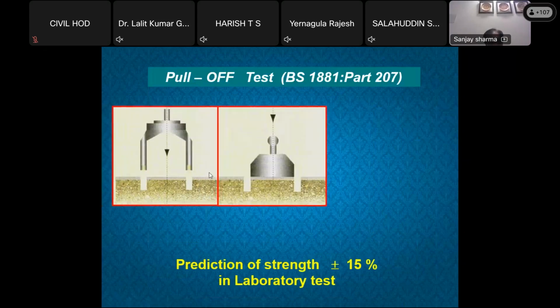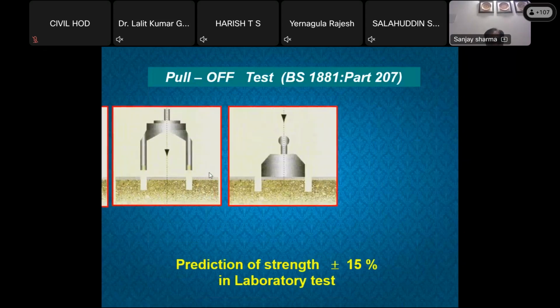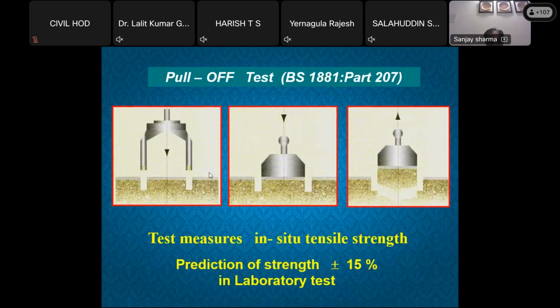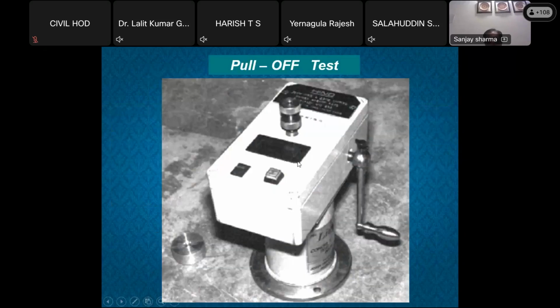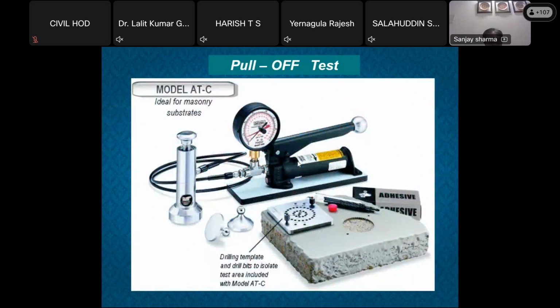This is again a pull-off test. Basically, in the laboratory we carry out the pull-off test, which gives the in-situ strength also. It is almost the same method: you fix a disk here, and that disk is pulled out with this type of instrument. If it is a bond failure, it will fail at the bond. If the concrete has lesser strength, it will fail there, but you will be able to find out the tensile strength also.